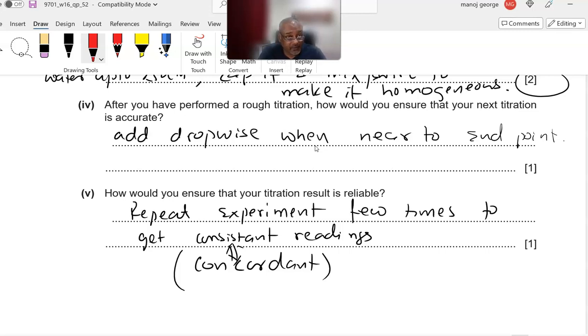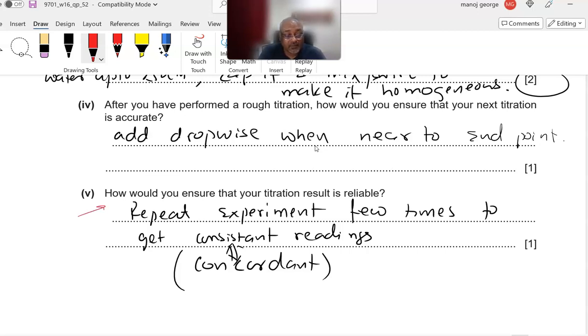Now, once we have an approximate rough reading, when you do the titration the second time and the third time, and come close to that reading, we have to go drop by drop. That is to ensure that whatever reading we get is more accurate. So that's the reason why I've written here, we add dropwise when we come near to the endpoint. Endpoint is where the indicator changes color and the titration gets over.